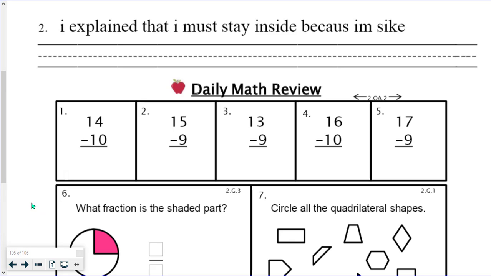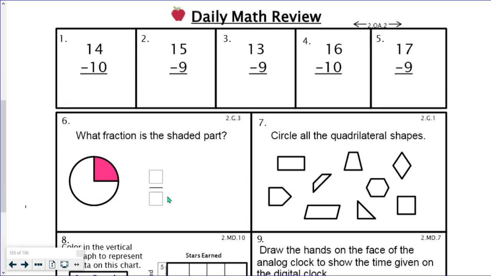Number 6, what fraction is the shaded part? So you have to figure out the fraction for the shaded part of this circle. Pause your video and do number 6. Number 7, circle all the quadrilateral shapes. Remember that quadrilaterals are shapes with 4 sides. Pause your video and do number 7.